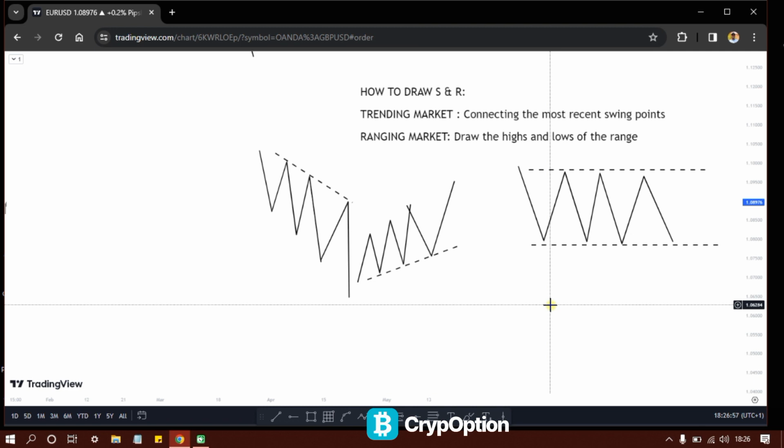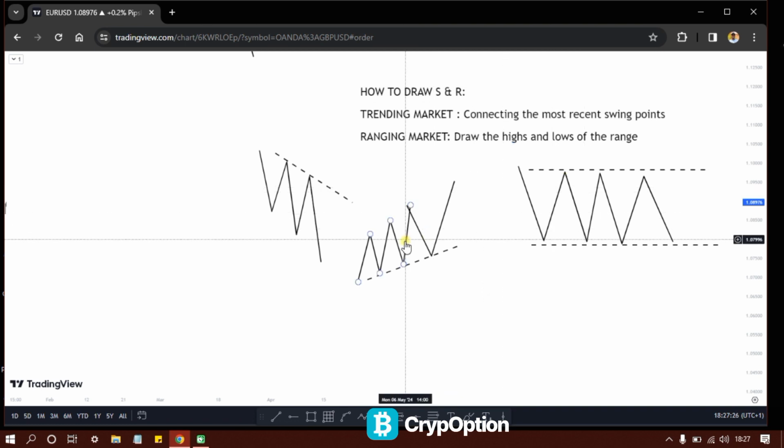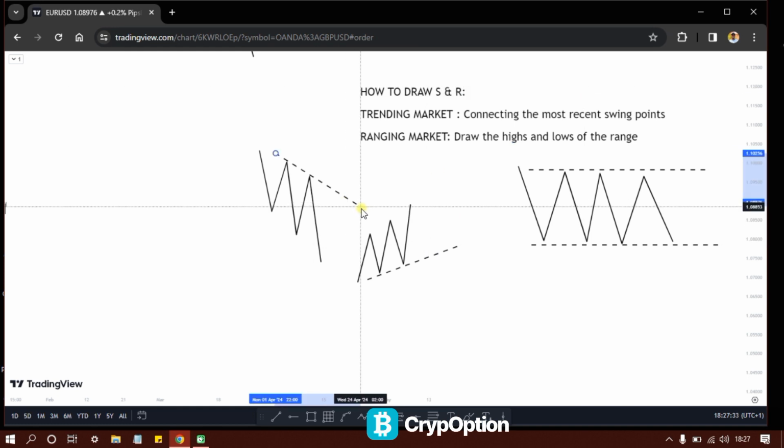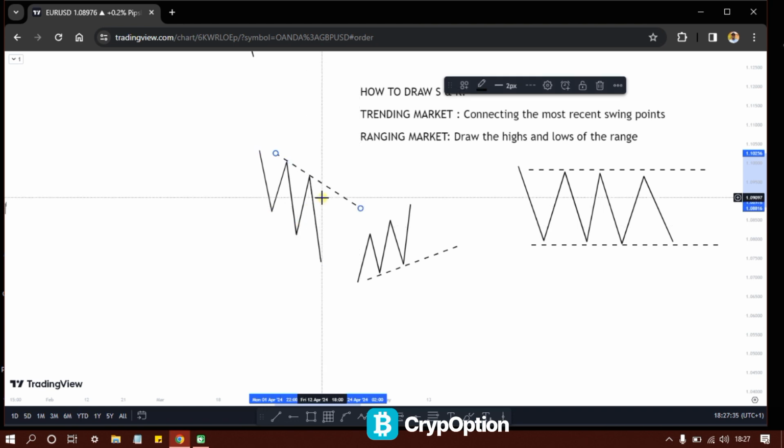Now, in drawing your support and resistance in the trending market, all you have to do is to connect the most recent swing points. In a trending market, either bullish or bearish, we have what we call swing points, which are the higher highs and the higher lows in the market. When we are drawing the trendline resistance, all we have to do is to connect the two most recent swing points, and then we can be looking at the third swing point that will be forming. That is where we'll have another selling pressure from.